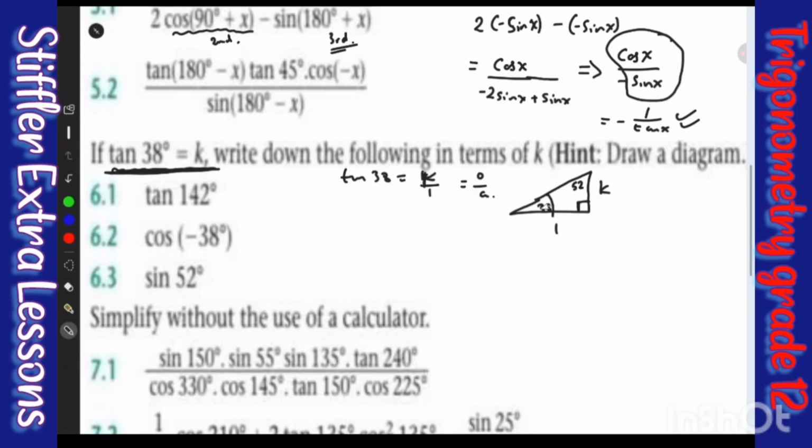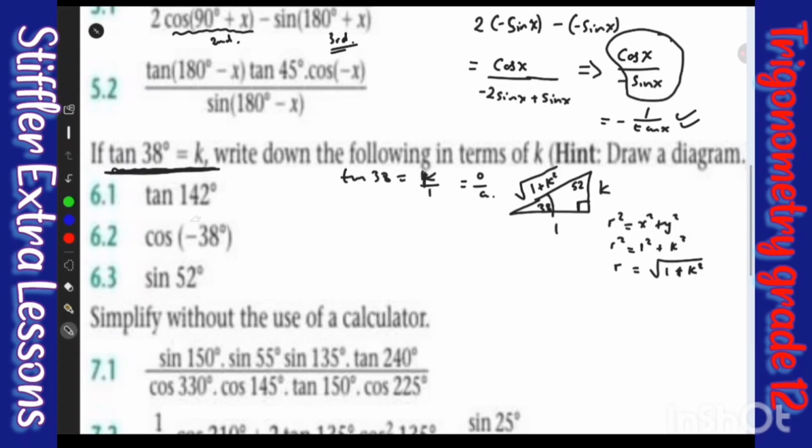Now we can find the hypotenuse using the theorem of Pythagoras. So r squared is equal to x squared plus y squared. So r squared becomes 1 squared plus k squared. So our r becomes the square root of all that, which will be the square root of 1 plus k squared. You cannot simplify the square root of that, so we just place it the way it is. So now let's solve for this.